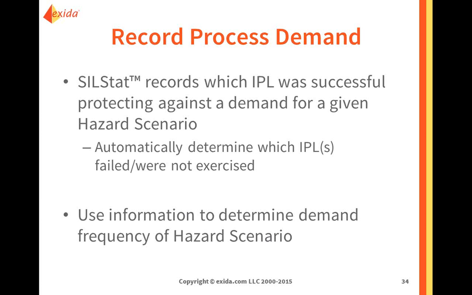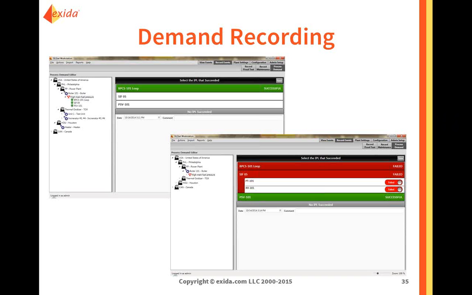So when it comes to process demand recording, you record which IPL is successful, thereby automatically identifying which one failed. And that's what we see here. We have a process control loop with SIF. We have a pressure relief valve, and in the upper left screenshot, the SIF failed. The control loop was successful. In the lower right hand, the control function apparently failed. The SIF apparently failed, and it was the pressure relief valve that was successful. That is the one that is green, and then I can identify which component in the SIF and the basic process control function, which ones failed.